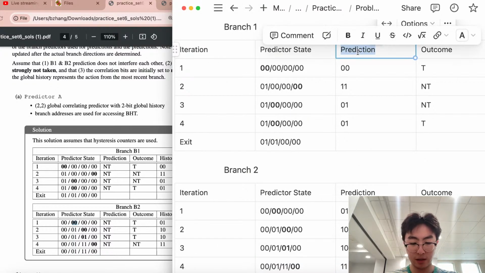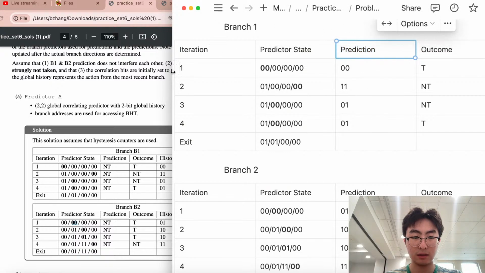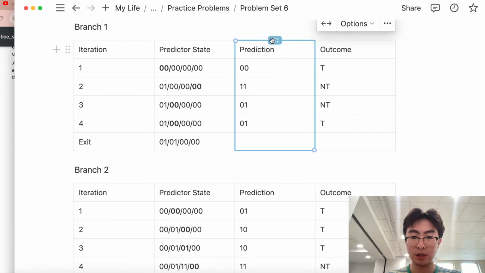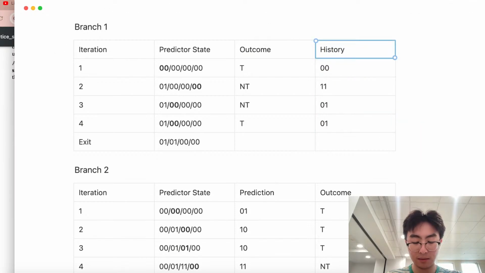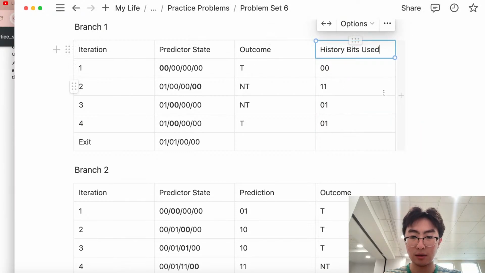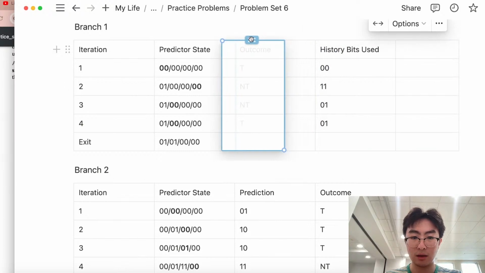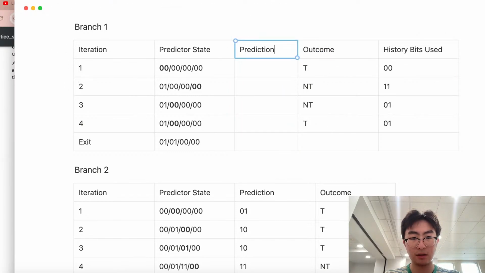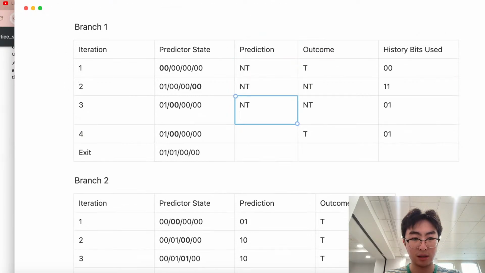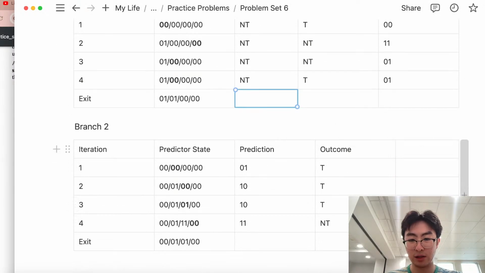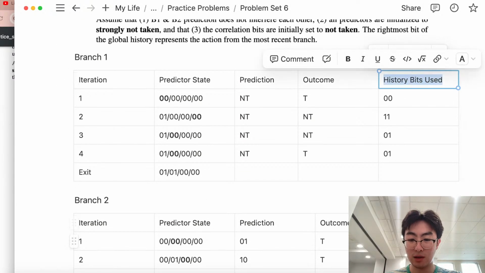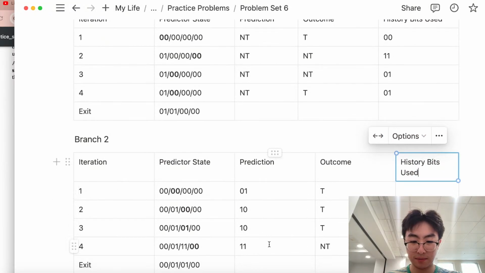So this is kind of misleading. This is the prediction, call it history bits used. Okay, and then prediction, so we have not taken, and then not taken. Yeah, all of these are not taken, which is rough. But that's just the way life goes.